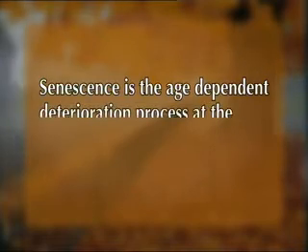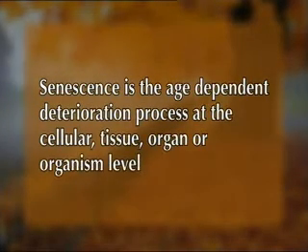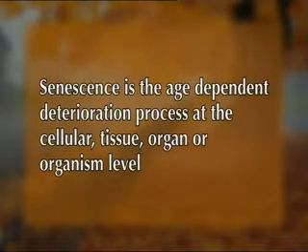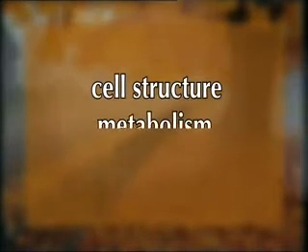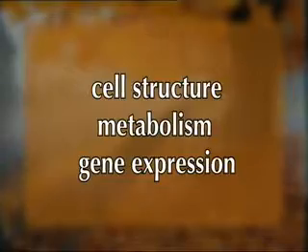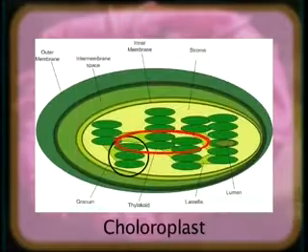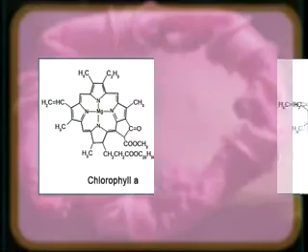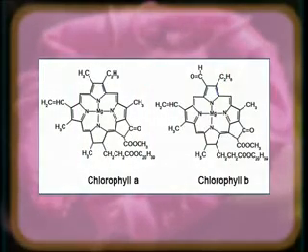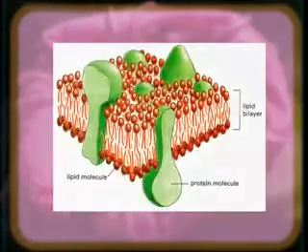Senescence is the age-dependent deterioration process at the cellular, tissue, organ, or organism level, leading to death or end of lifespan. Leaf senescence is not a passive and unregulated degenerative process. During senescence, leaf cells undergo rather orderly changes in cell structure, metabolism, and gene expression. The earliest and the most significant change in the cell structure is the breakdown of chloroplast. Metabolically, carbon assimilation is replaced by catabolism of chlorophyll and macromolecules such as proteins, membrane lipids, and RNA.